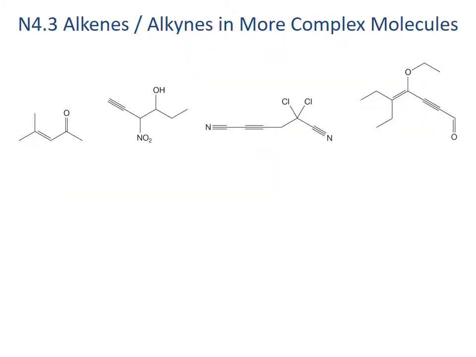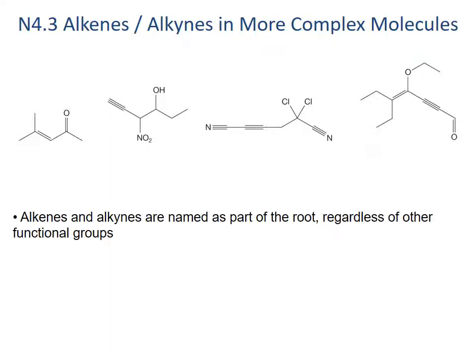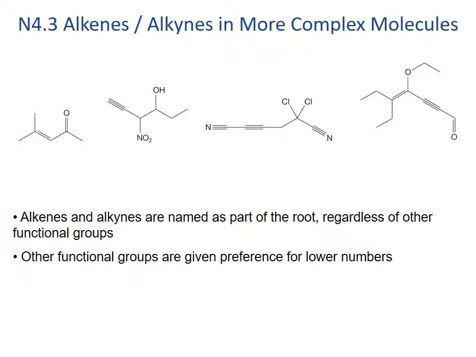Just because we have higher priority functional groups at this point doesn't mean we can't have alkenes and alkynes. They are still named as part of the root, so we can have a propanoic acid, a propenoic acid, or a propynoic acid. However, alkenes and alkynes remain lower priority than all functional groups indicated in the suffix. So the functional group is given the lowest possible number, and the alkenes and alkynes fall wherever they happen to fall. So in this example, we have a 4-methyl pent 3-ene 2-one. The ketone is given the lower number.